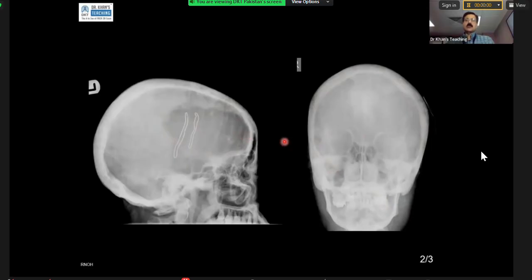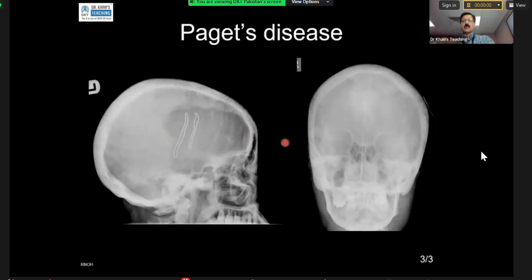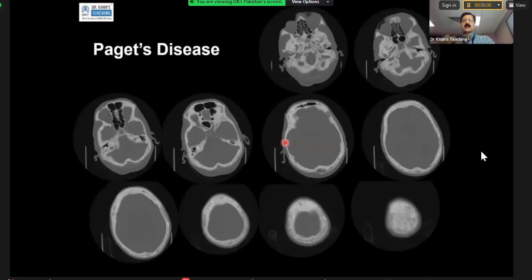Paget's disease should be discriminated from fibrous dysplasia, and in fibrous dysplasia, usually the calvarium is not as much involved as the base of skull, as well as the facial skeleton. But I'm not covering fibrous dysplasia right now. We will cover it more elaborately in head and neck. So this is a case of Paget's disease.